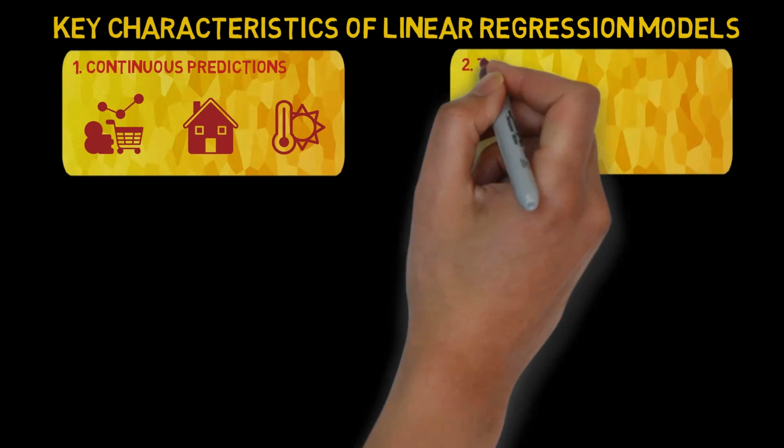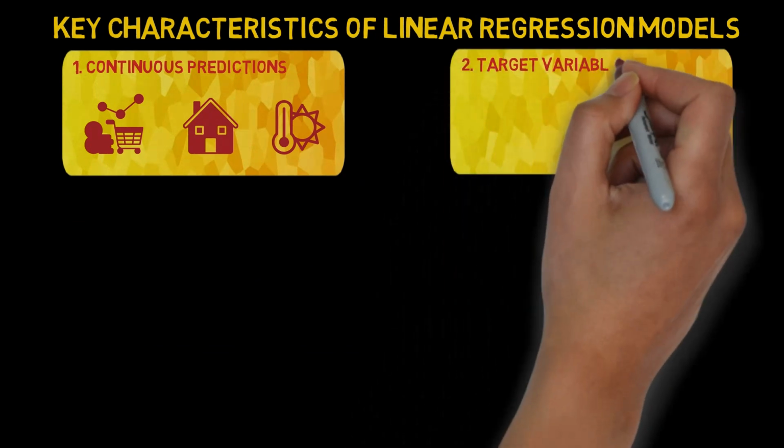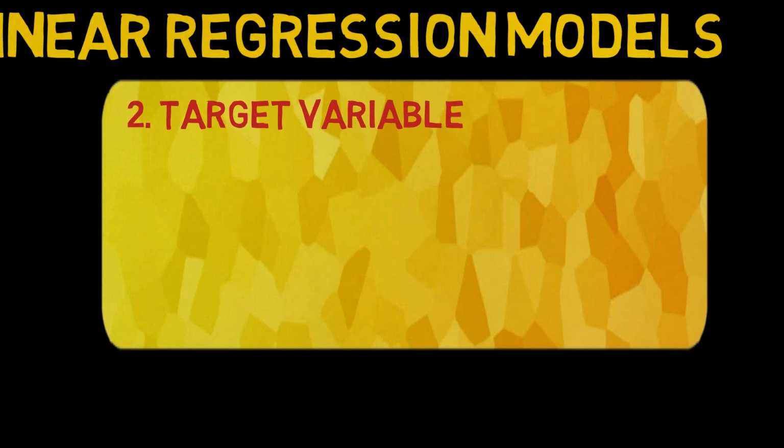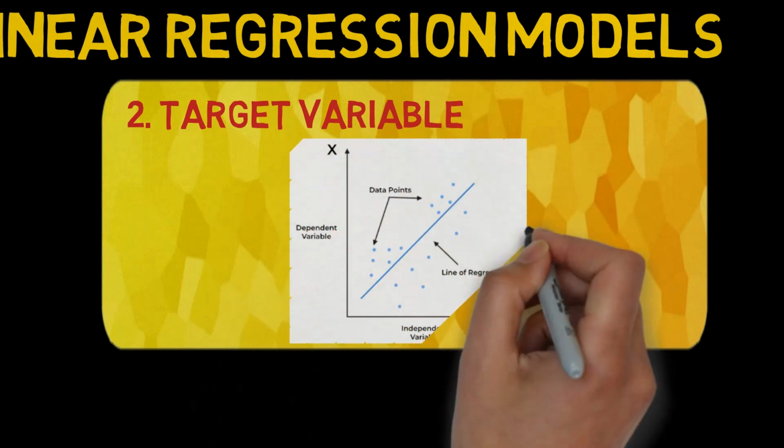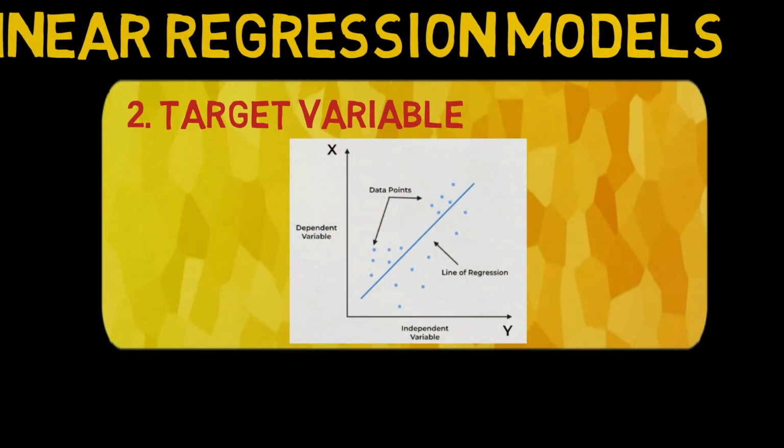2. Target variable. The model predicts a dependent variable, target, which is continuous. The relationship between the dependent and independent variables is assumed to be linear.